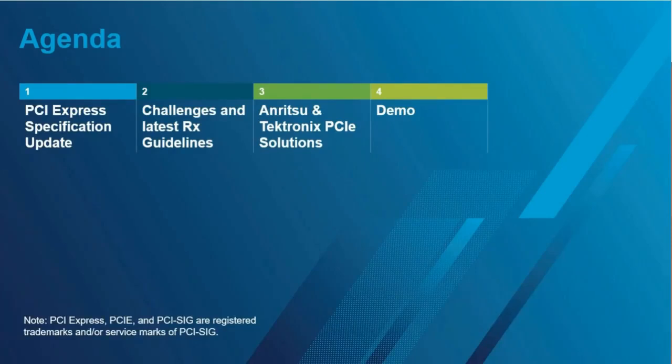Kicking off the webinar today, first on the agenda, we'll look at the PCI Express specifications. What's the current status? What do these specifications mean? And which ones do you need to focus on for physical layer testing? We'll also look at the evolution of the physical layer, looking back at Gen 4, 16 gigatransfers per second, and looking forward to Gen 6 at 64 gigatransfers per second. However, today we'll focus primarily on Gen 5, which is 32 gigatransfers per second NRZ signaling.